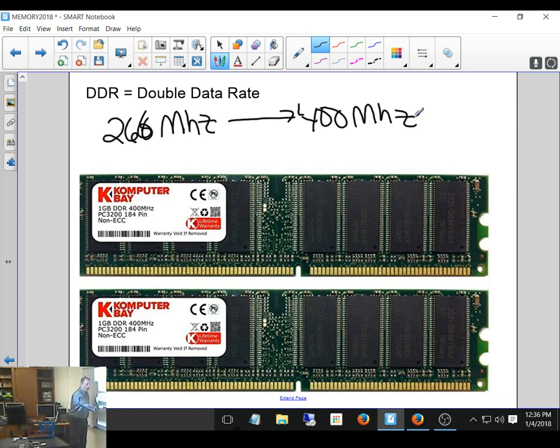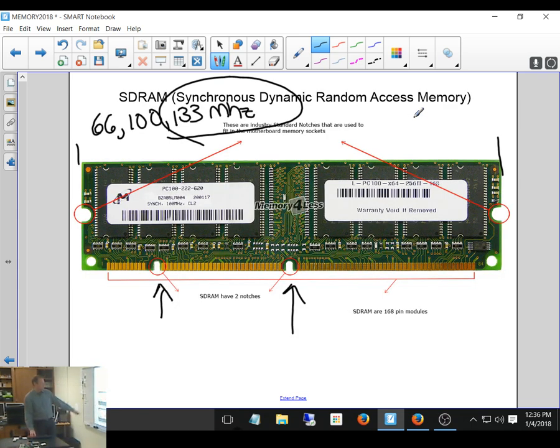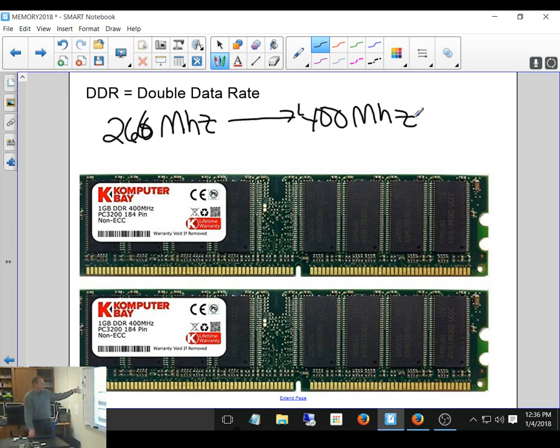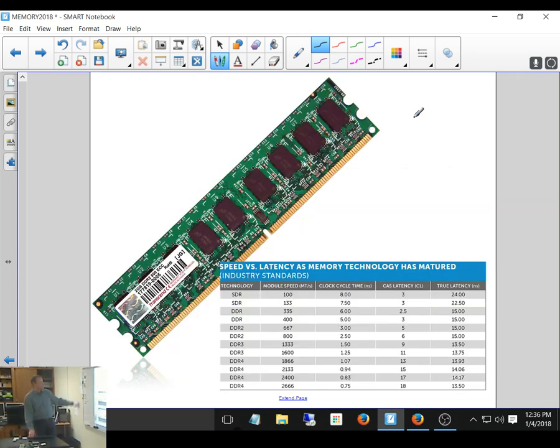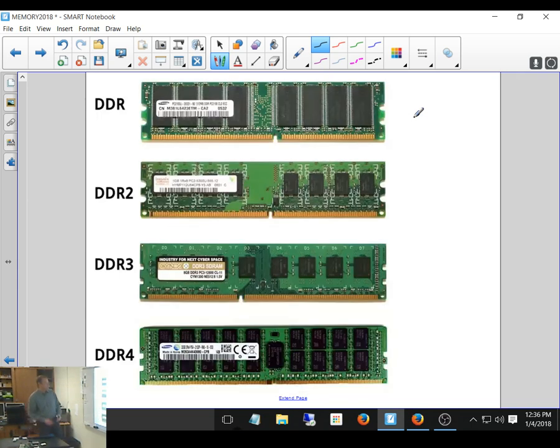So we had one notch when we went to DDR, and that was one of the first things that we noticed when we went from SDRAM to DDR. But then as we moved through the different versions of DDR, the notch just kind of migrated around so that you couldn't physically shove one piece of DDR into the spot of a different kind of DDR. So with DDR, the notch was here, DDR2, the notch was there, DDR3, the notch is here, and DDR4 actually goes back over here, which is closer to where it was in the beginning.